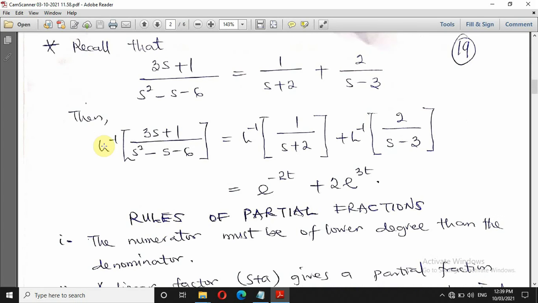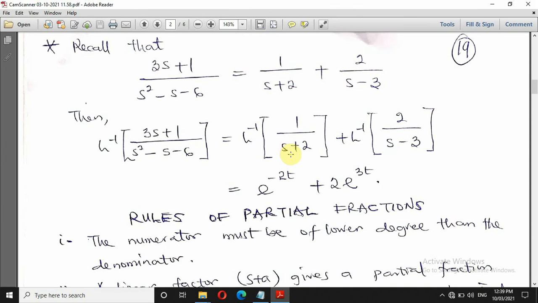Look at it now. We now want to find Laplace inverse of 3x plus 1 over x squared minus x minus 6. Look at the problem on the board. This is the same problem. I'm not asking that I want to find the inverse of this. So instead of finding the inverse of this function that we don't know, we can find the inverse of this. And remember, if this is equal to this, then Laplace inverse of this is the same thing as the Laplace inverse of this.